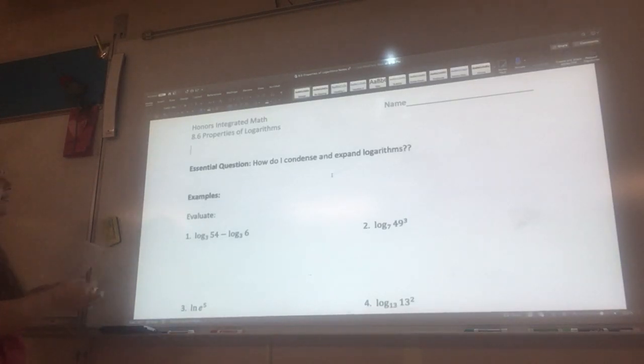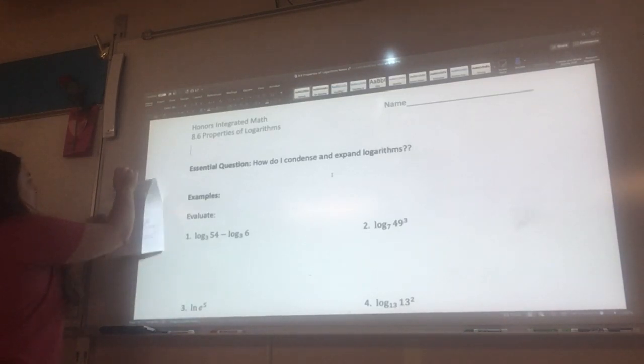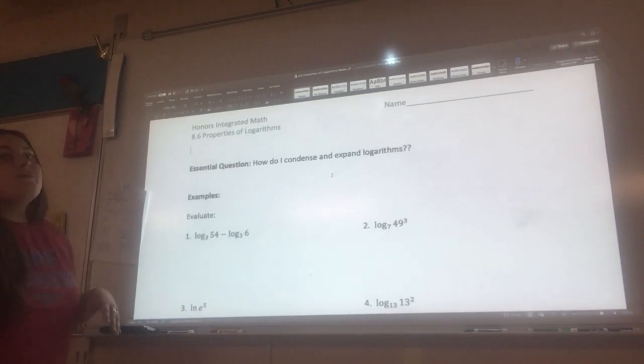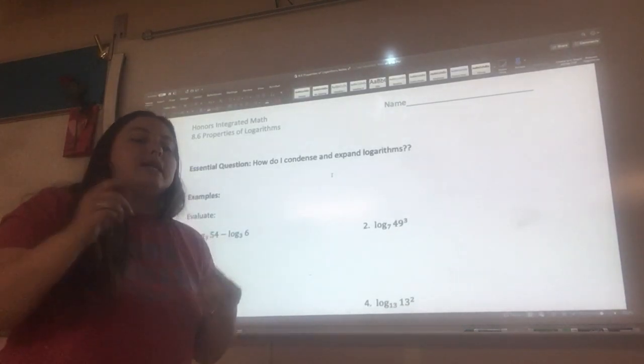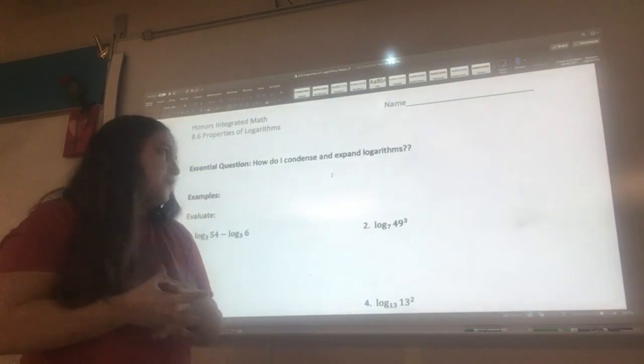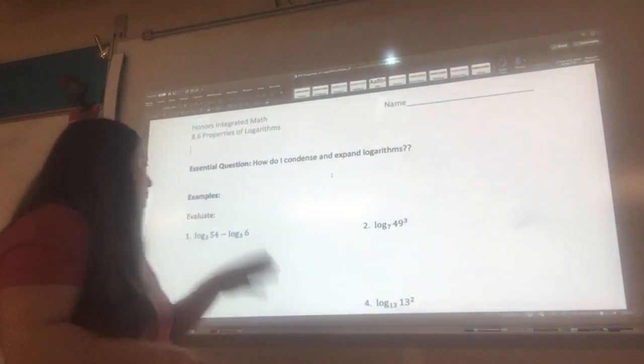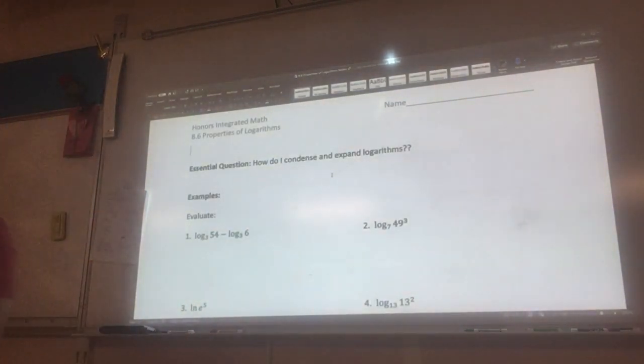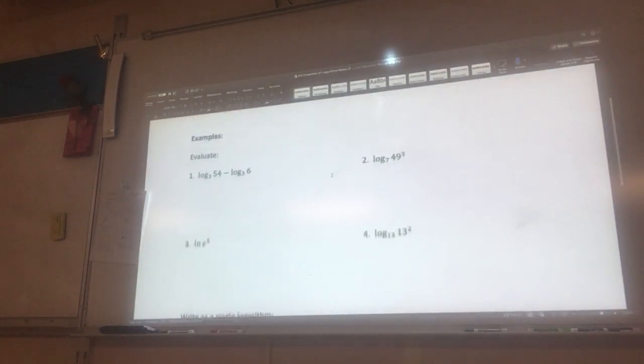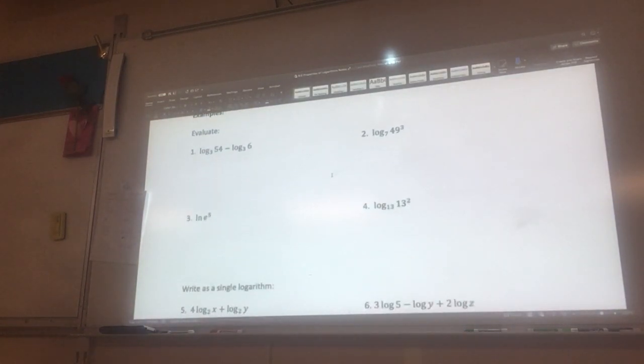Starting with 8.6, and now we're going to look at how to condense and expand logarithms. We just went over the generalizations of those. Those generalizations are going to help you expand and condense logarithms. First, let's remember how to evaluate. So, evaluations. Same process.